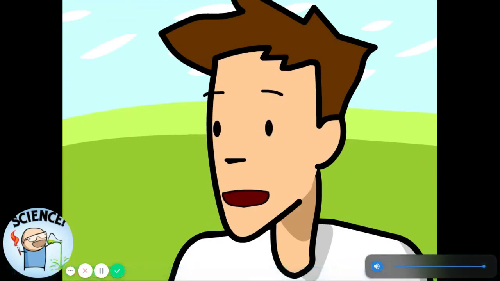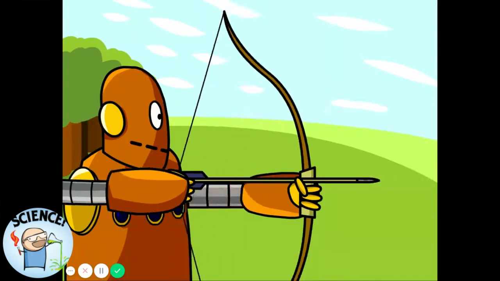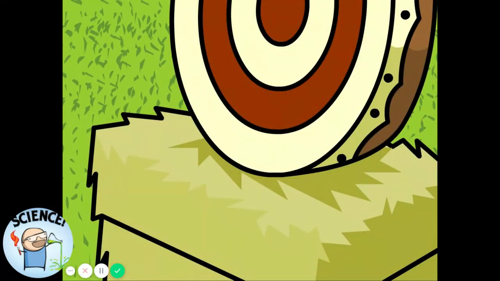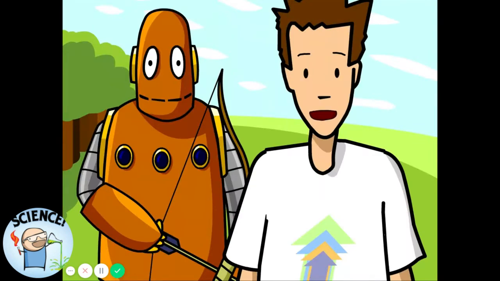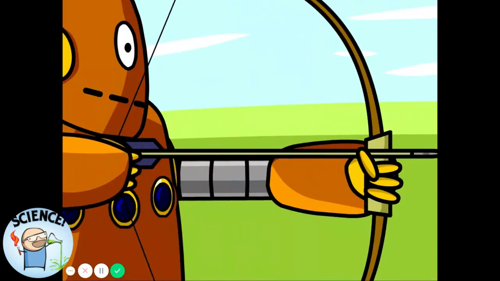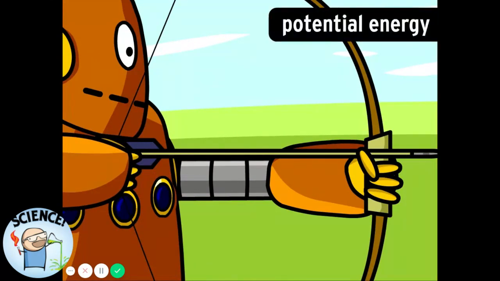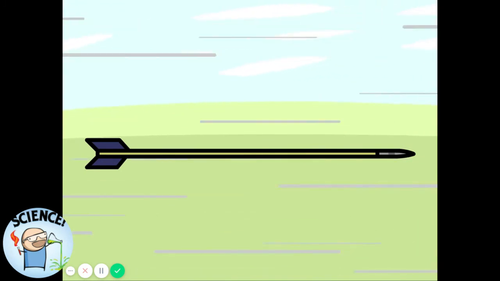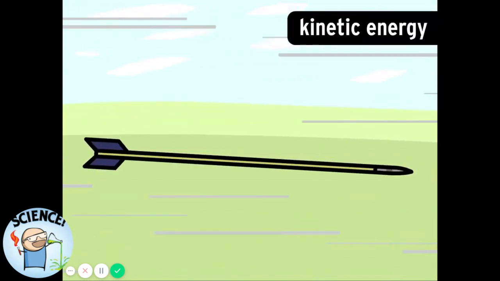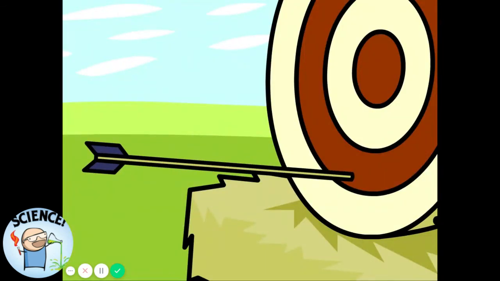Okay, just relax and keep your eye on the target. Well, that was closer than last time. Dear Tim and Moby, what is energy? From Lily. Energy is what makes matter move or change. It's the ability to do work. When the bow is stretched like that, it has potential or stored energy. We know that as soon as Moby releases the bow, that stored energy will be released as motion. The potential energy will transfer to the arrow. The arrow moving through the air has kinetic energy. That's the energy of motion. Not bad, you hit the target this time.